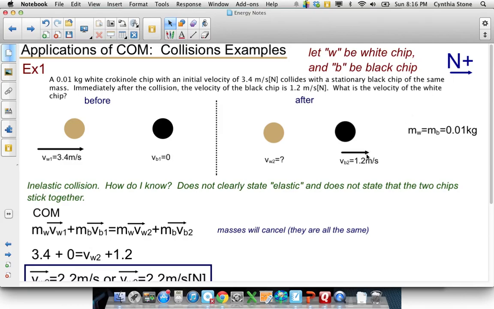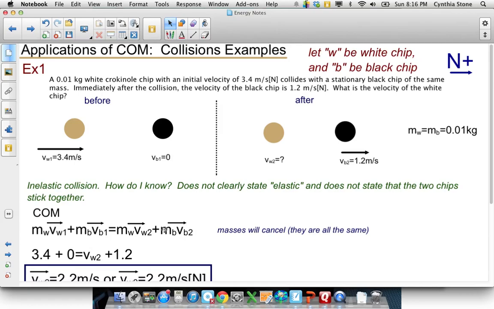Now I've told you it's inelastic, but how would you know? The reason you would know is that I don't clearly state it to be elastic, and it certainly doesn't state that they stick together. There's no reason to think they're going to stick together. That would be your assumption. A, you're not told otherwise, specifically told otherwise, and B, you're not told that they stick together. So that's inelastic. Here's the only formula that applies, so you write that down right away.